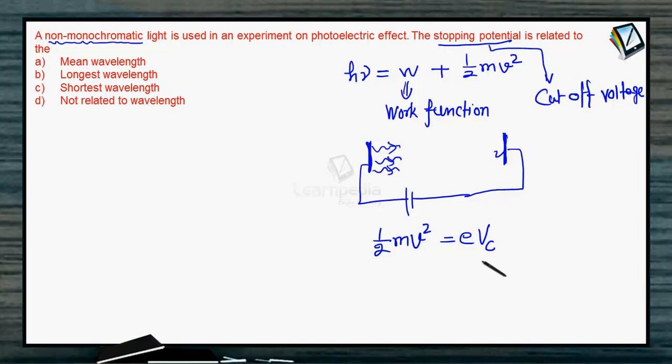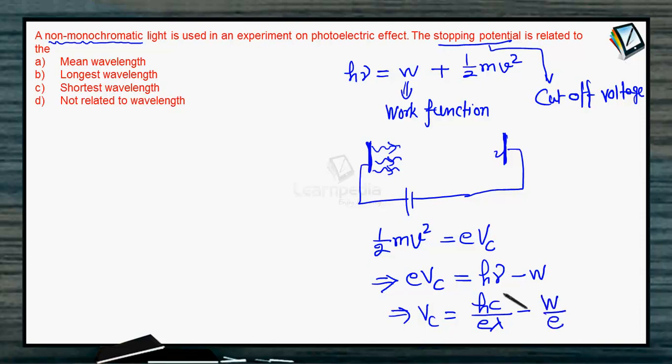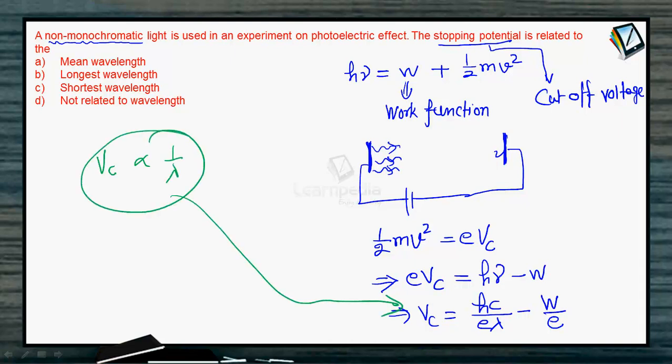So here you can see half m v square is e Vc. So the cut-off potential Vc is equal to (h nu minus w) upon e. That means Vc is equal to h, and in place of nu we can write c by lambda. So it becomes hc by e lambda minus w upon e. So here you can see that the stopping voltage Vc is almost inversely proportional to the wavelength. Not directly, it is approximately inversely proportional to the wavelength, because this other factor is also there.